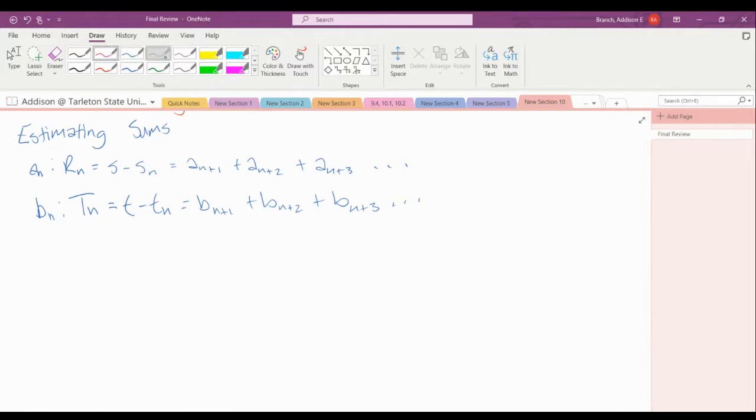Where the comparison part comes in is that if a is less than b, then R has to be less than T. And essentially there's a couple of ways they could give you this problem. They could either give you a p-series or a geometric.